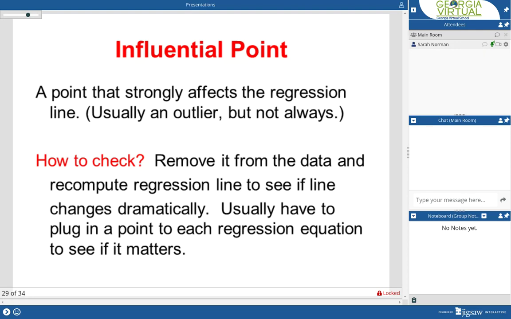So again, if you want to know if there is an influential point, take that point and remove it and recalculate the regression line and see if that line changes dramatically. You can graph it, you can graph the line. It may be steeper, it may be flatter, it may be further up, it may be further down on the graph.